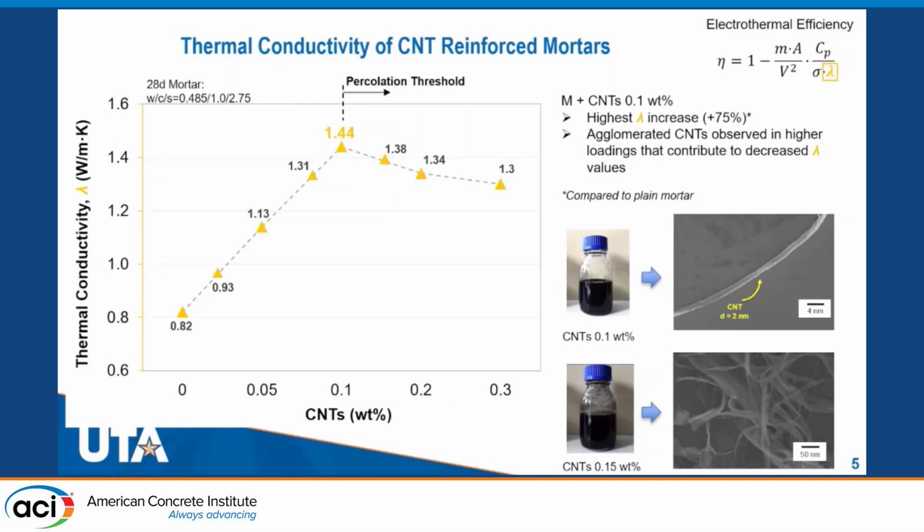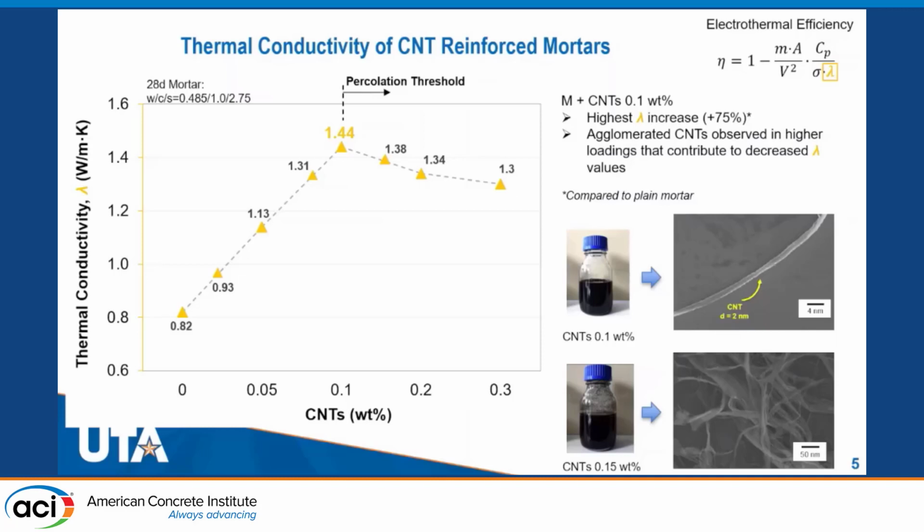In a similar way to the electrical conductivity values, we have two other properties that essentially dictate the electrical to thermal energy conversion efficiency of the nanocomposite material: the thermal conductivity and the specific heat capacity. I will start with the thermal conductivity, lambda values.